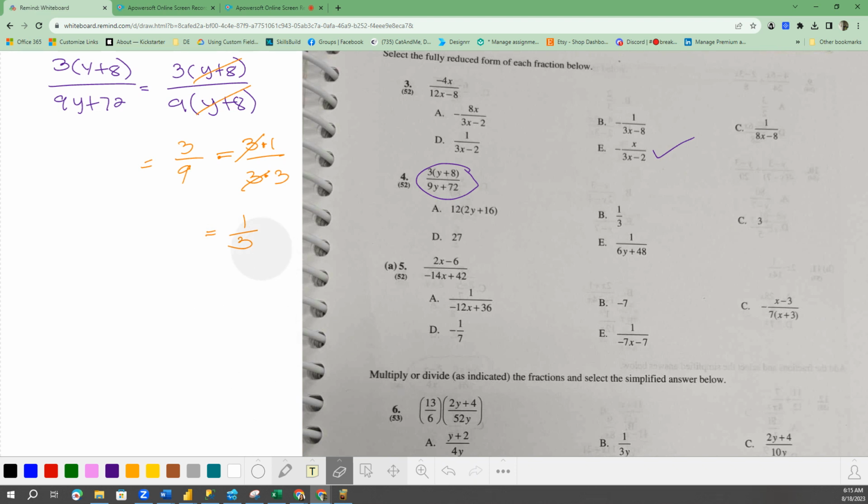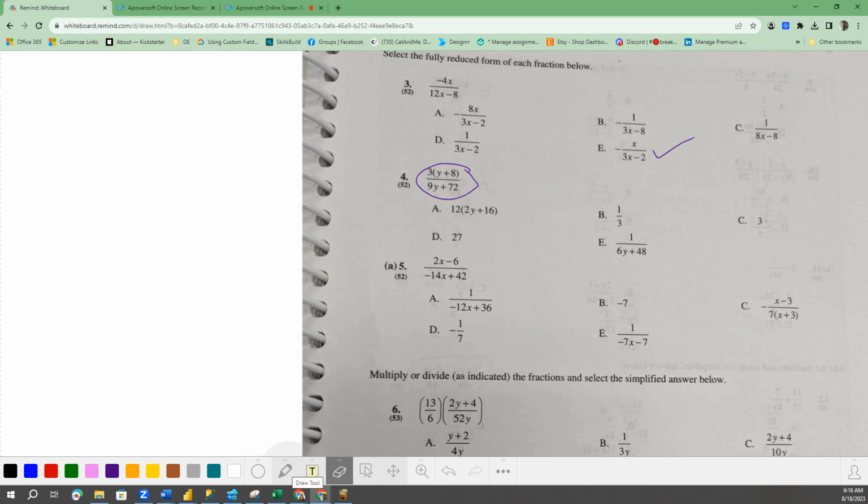So again, my advice for you is, as you see my solution, pause the video and then redo the whole problem on your own. See if you can do it, okay? All right, now moving on to number 5.